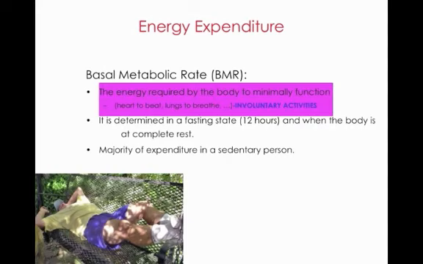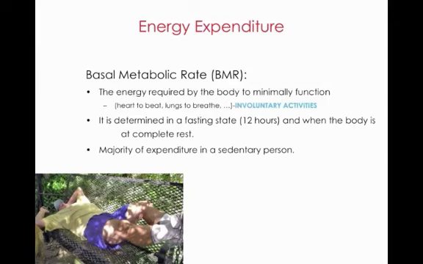BMR is the energy required by the body to minimally function. These are the involuntary activities that are going on in our body all the time. Imagine what would happen if you had to remind your heart to beat or your lungs to breathe. Well, don't do that. That's why it's called involuntary activities. It is determined in a fasting state and when the body is completely at rest.